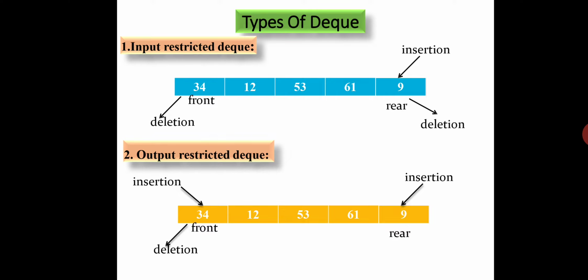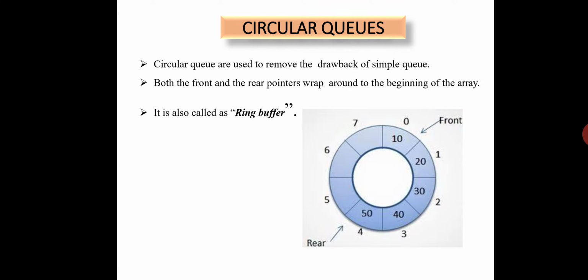Then come to the output restricted DQ. See, in that case insertion will be done at both ends, and the deletion will be done only at the rear end. Then come to the circular queue.